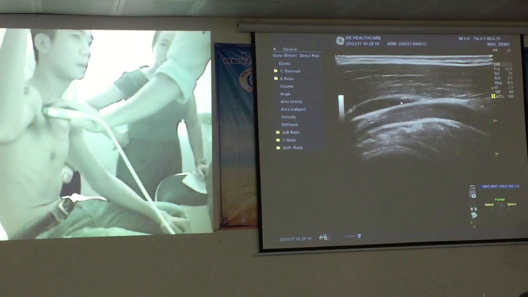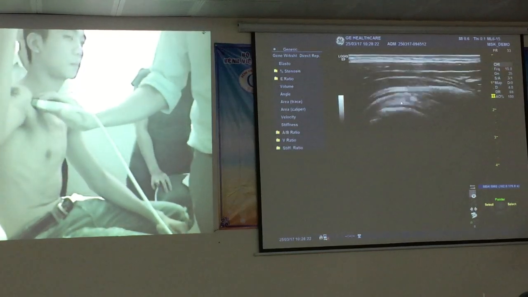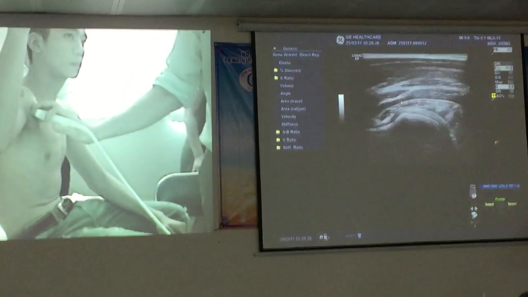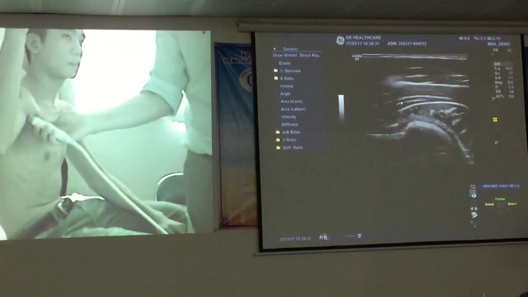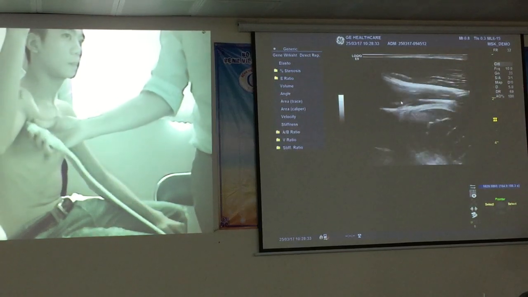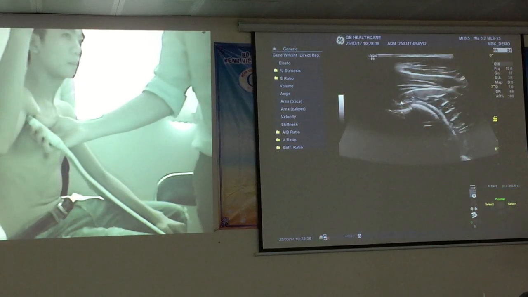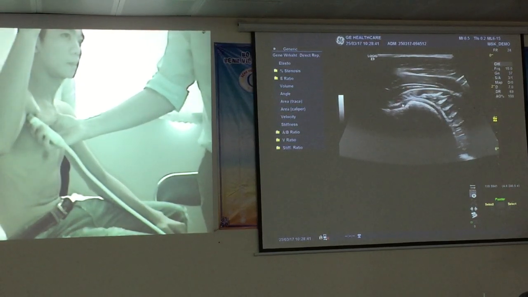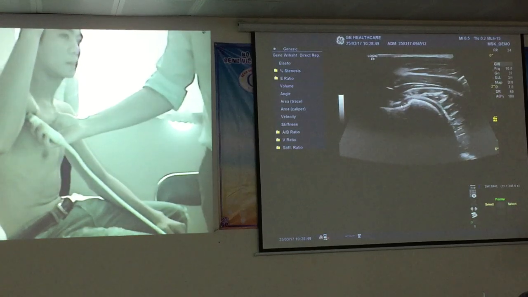And then you're just coming in from anteriorly, and we angle up. We need to drop our frequency. And sometimes using virtual convex can give us a little bit more appreciation of the anatomy, the inferior glenohumeral ligament just where the pointer is.